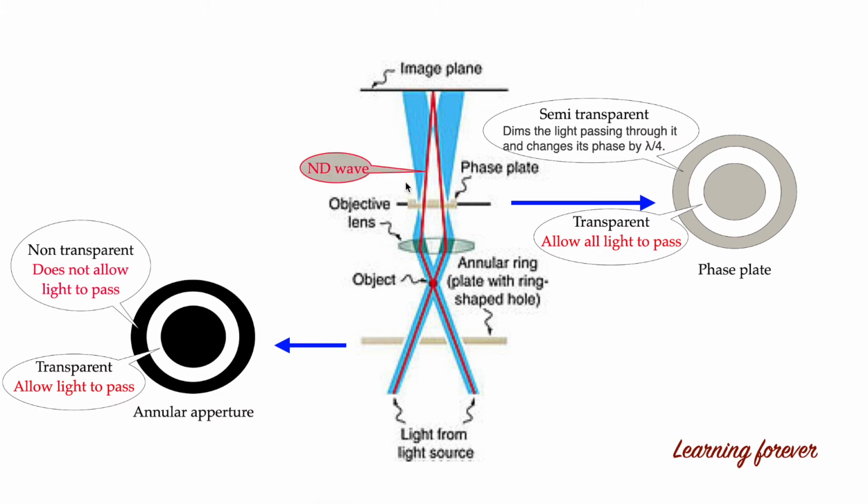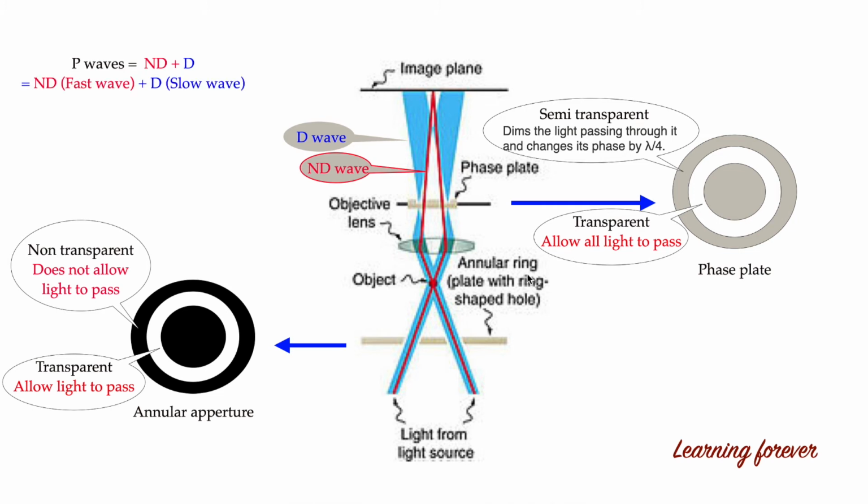This is the non-diffracted wave of light which moves through the transparent portion, so its intensity remains intact, whereas this is the diffracted wave of light. Since it is coming from the semi-transparent material, its intensity will be dimmed to 1/4 of its original intensity. Now the P wave will form, which consists of non-diffracted light and diffracted light.